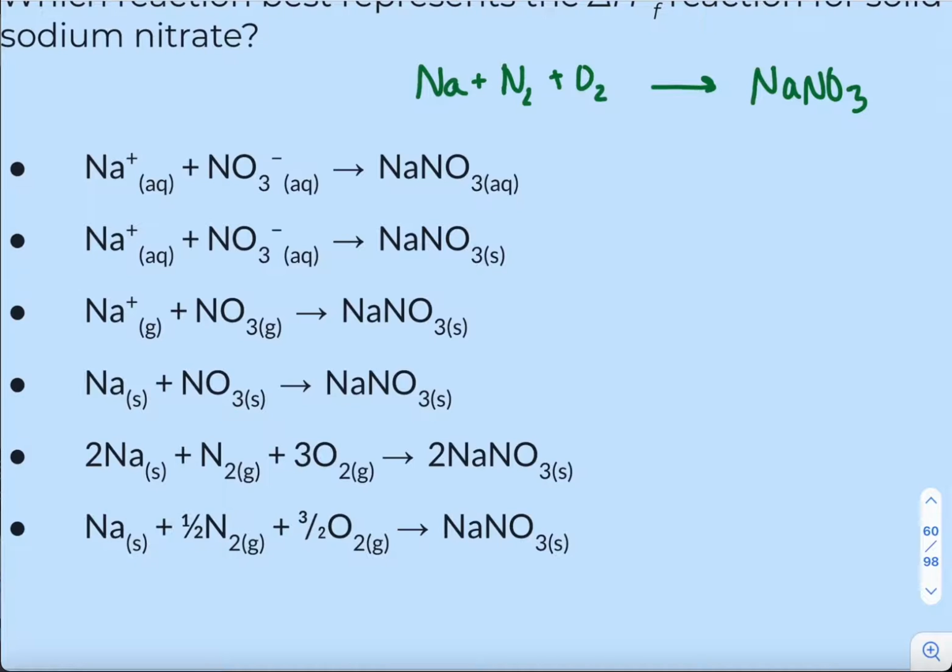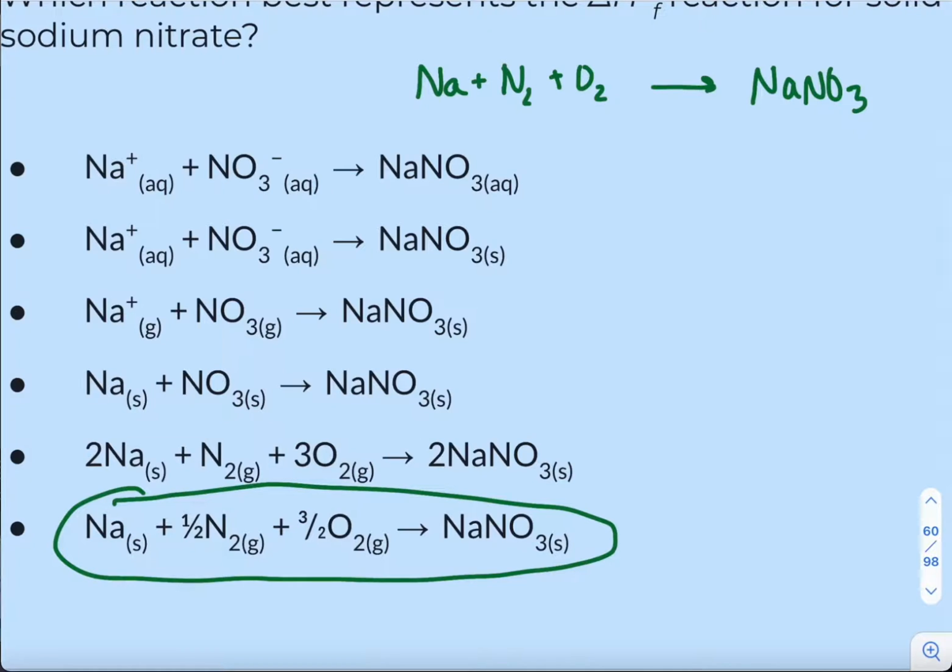So the reason that it's going to be the last one and not the one right above it, even though all of those are the same, is because your formation reaction is always going to have 1 mole. So when you balance this, make sure you're keeping it at just 1 mole. You're not going to put a 3 there and a 2 here, because then it wouldn't be 1 mole. So you will just do it this way.